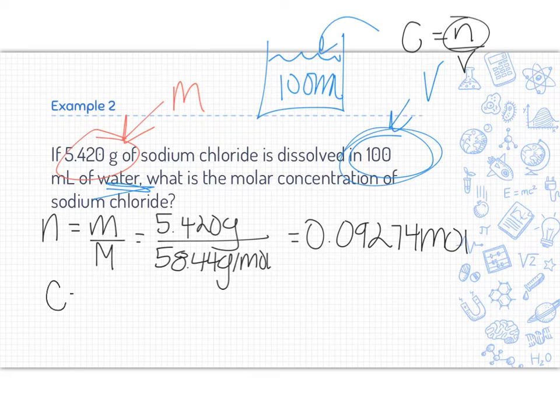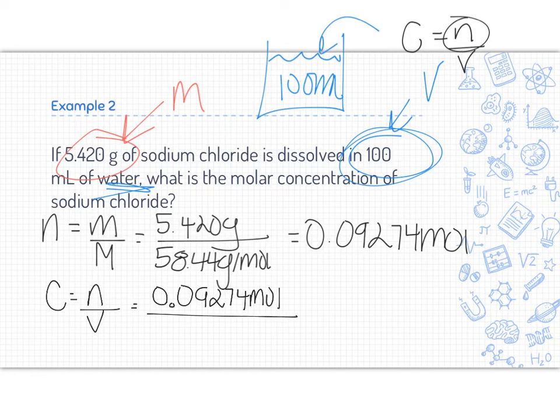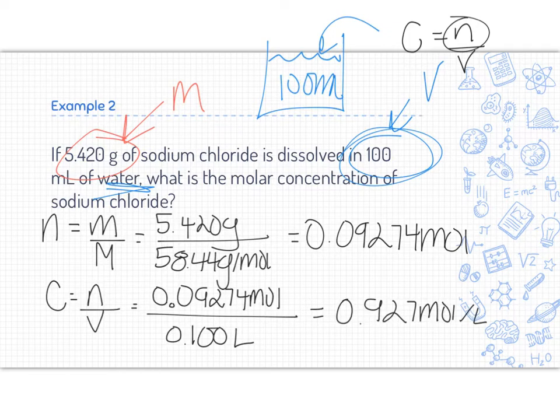So C equals n over V. Moles we just calculated. And volume is 100 milliliters, so 0.100 liters. And our final answer with significant digits is 0.927 moles per liter. So this is typically how our calculation is going to go in a lab space.